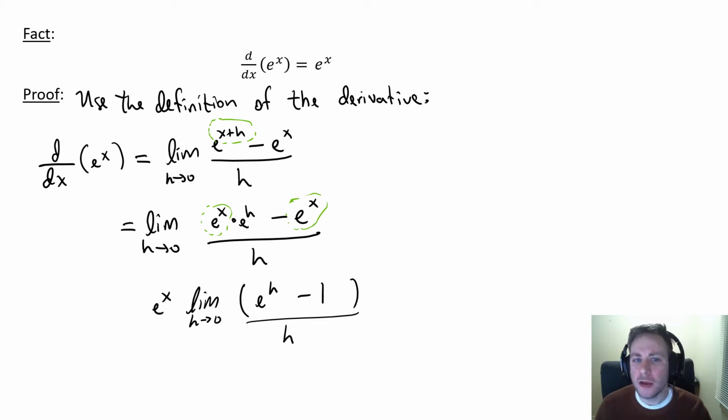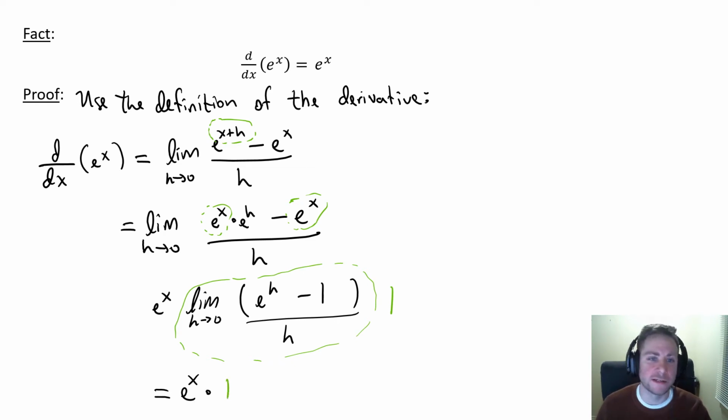Now, for the moment, I want you to just take a bit of a leap of faith and believe me that this remaining limit has a value of 1, because if it does, then this whole thing can be simplified to e to the x times 1, and that would just be e to the x, which would prove that the derivative formula at the top of the screen is accurate.